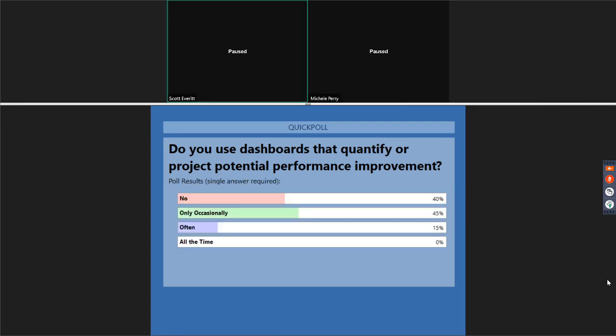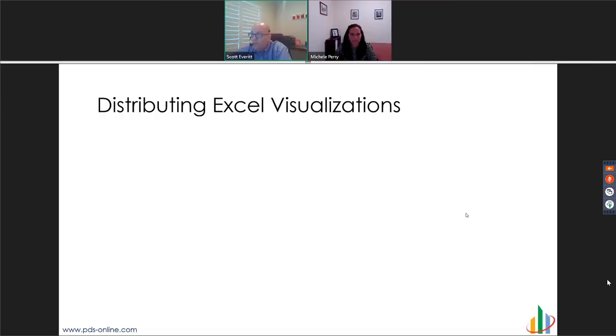Okay, it looks like most in the crowd are doing it occasionally. Some are doing it fairly often, and then several aren't doing it yet. So maybe we've given you something to think about and look forward to, and maybe to work on in your organizations. We wanted to talk a little bit about Excel being a nice product to have because most everybody has it. And so distributing dashboards, you can get them out to people and they're usually able to utilize them. However, again, if you have a large organization, that can get a little bit tricky sometimes.